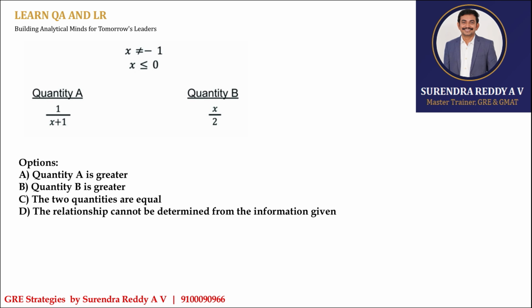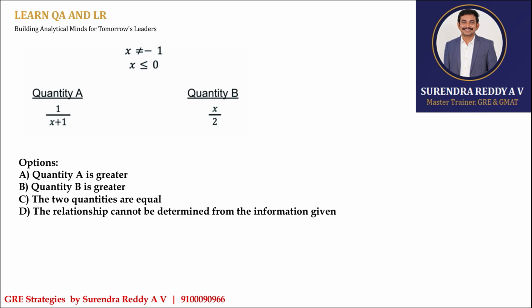Now when I place X equal to -2, then 1 by -2 plus 1 would be -1. And -2 by 2 would be -1. So quantity A is -1, quantity B is also -1, both are equal. Do you realize that with two different values of X, we are getting two different results? So for different values of X, as there exist different answers, the relationship cannot be determined uniquely from the given information. We need more information to say which is greater in value.